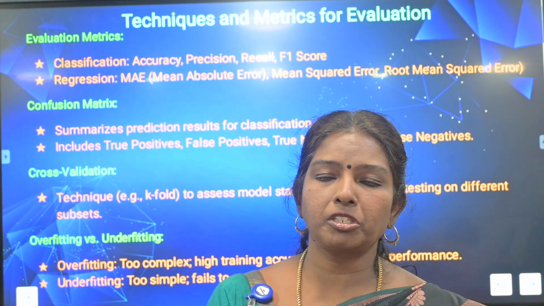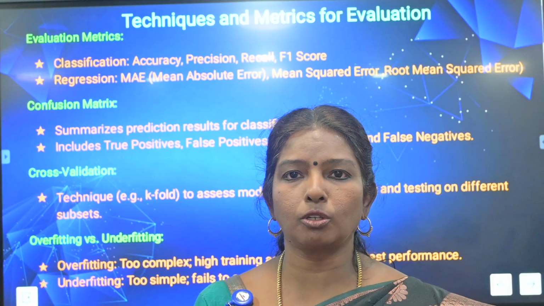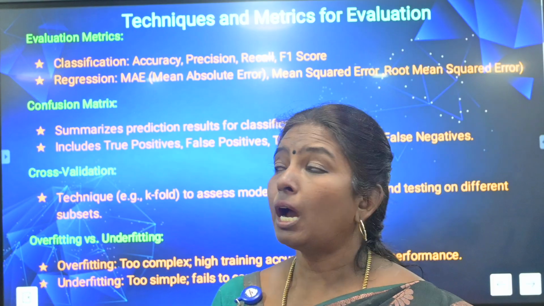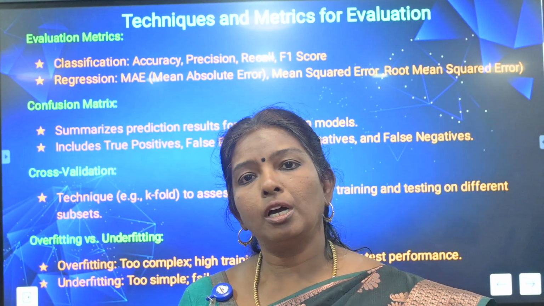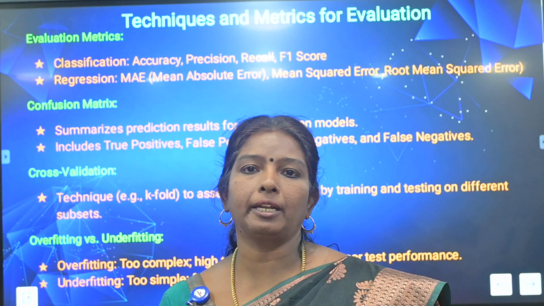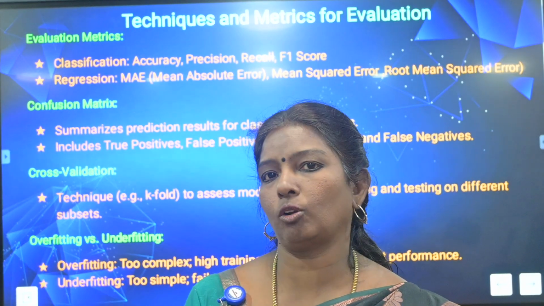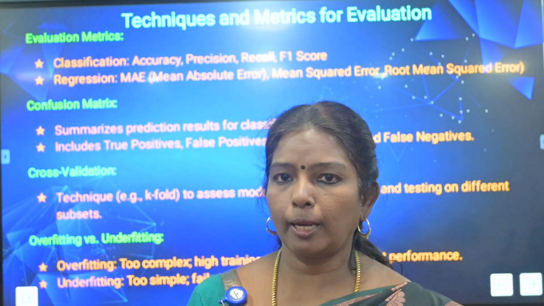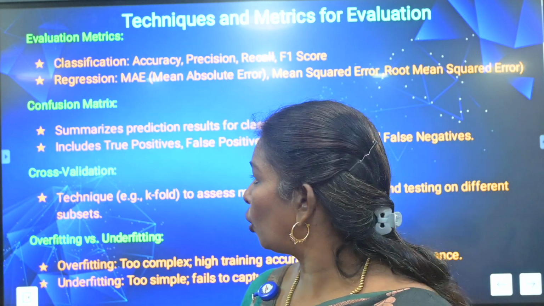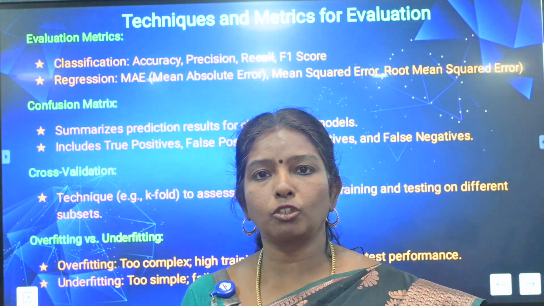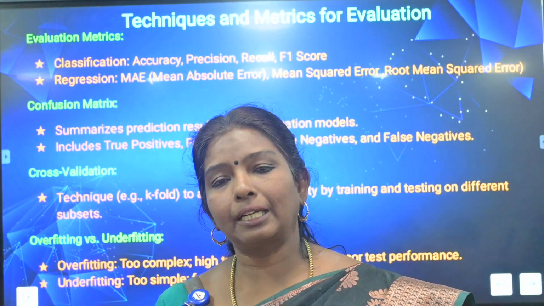Okay, the different evaluation techniques and metrics used in data science are, for classification, accuracy, precision, and two more important techniques called recall and F1 score. And in the case of regression analysis, I am going to use metrics like mean squared error, root mean squared error, and mean absolute error. So these techniques will be used for evaluating the model to check whether it is working in the right manner or not. And one more metric is called the confusion matrix. It summarizes the prediction results for the classified data.